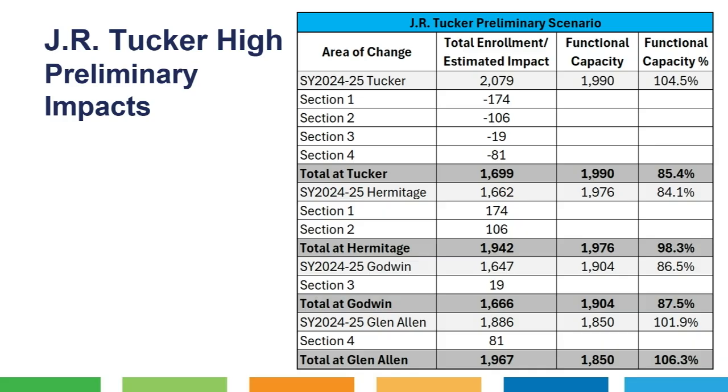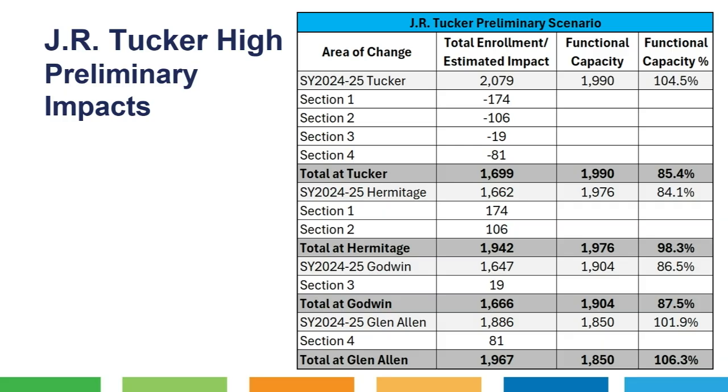For this chart, the net changes in enrollment and functional capacity are shown for Tucker, Hermitage, Godwin, and Glen Allen. All functional capacities listed are prior to ACE Center impacts on day 1 and day 2. Starting with Tucker, this scenario has an estimated net reduction of 370 students, placing the school at 85.4% functional capacity. Hermitage has an estimated net gain of 280 students, placing the school at 98.3% functional capacity. Godwin has an estimated net gain with Section 3 of 19 students, placing it at 87.5%.